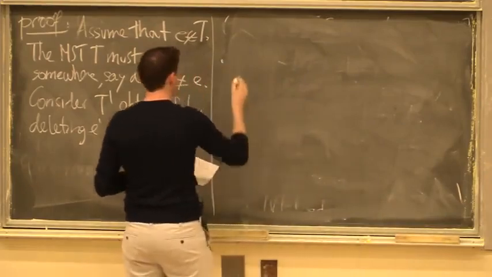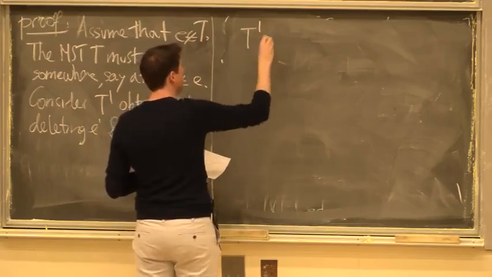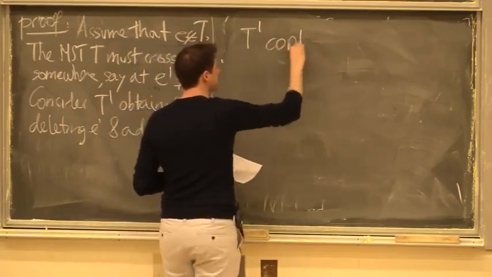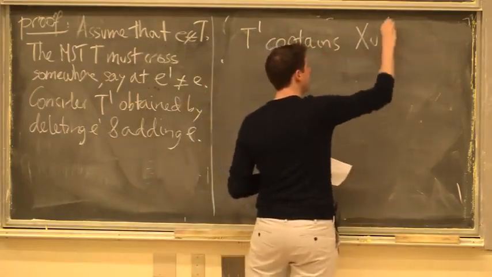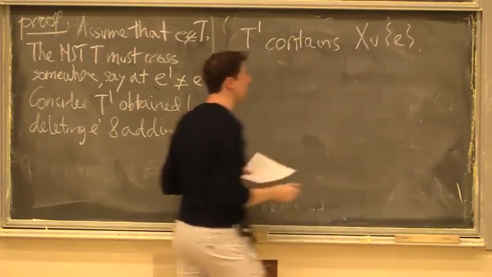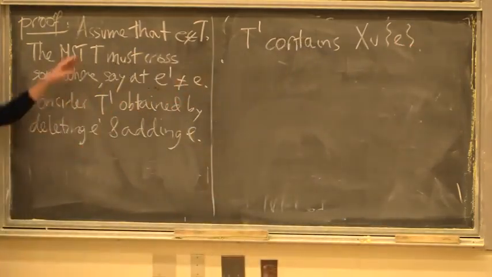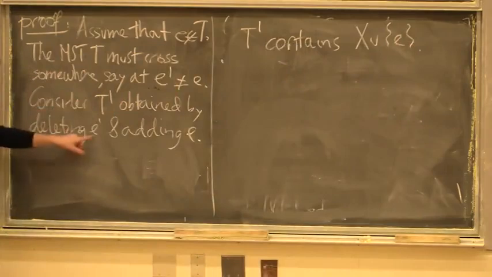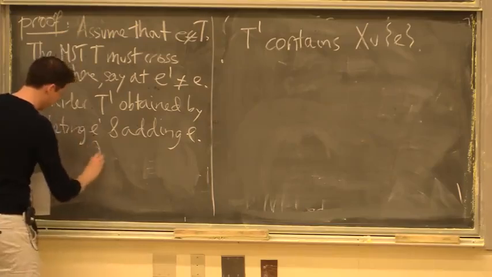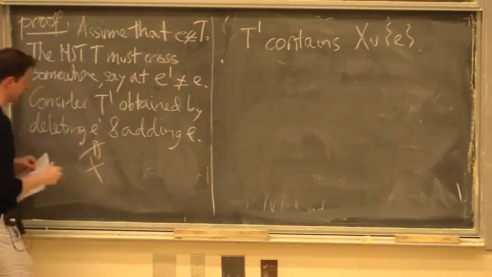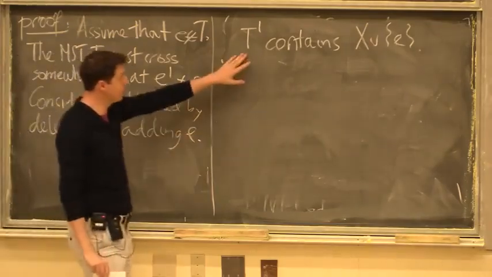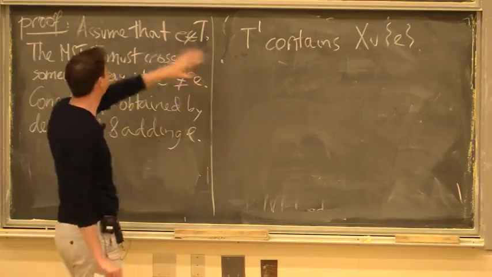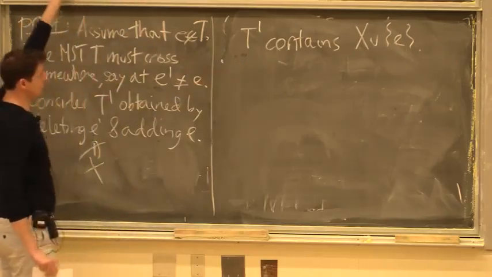So various things. T prime contains X and E. Okay, because notice that the way we went from T to T prime is we knocked out something that was not in X. It is not in X. So I kept all of X inside and I'm adding E. Okay, so now I know that T prime does contain X and E, which is what I eventually want, right?